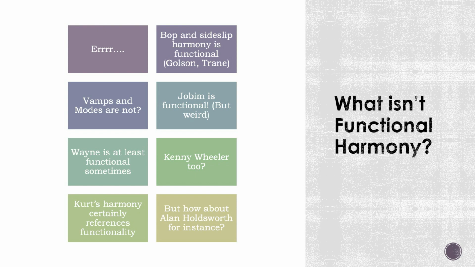On the last page, I've got what isn't functional harmony, which is actually quite a hard question to answer because it's not always clear cut. So bop and side slip harmony, for instance, tunes like Moments Notice, Stablemates, that kind of thing, that actually has very clear functionality. Usually you can track those side slips down to some sort of substitution of other chord progressions that are simpler. They definitely have a direction and a sense of tonality to them.